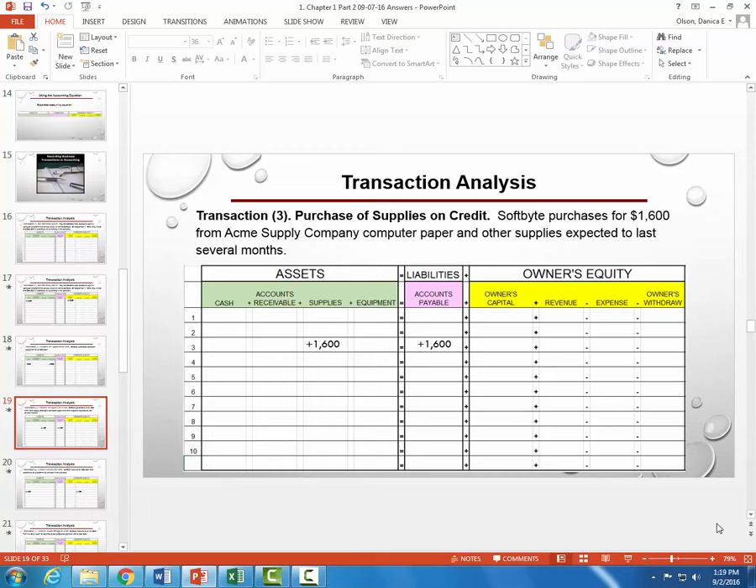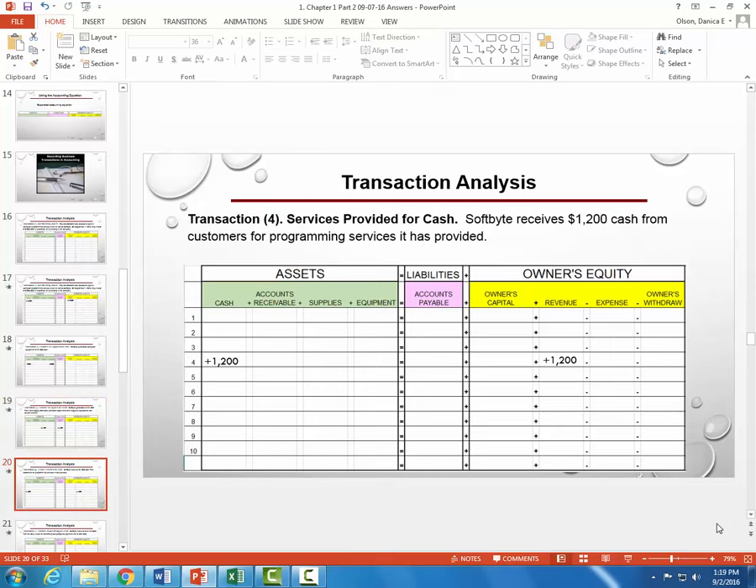Transaction 3. What happens when a company purchases supplies on credit? SoftBite purchases $1,600 of computer paper and other supplies, expected to last several months, from the Acme Supply Company. When this happens, supplies increases by $1,600 and accounts payable increases by $1,600.